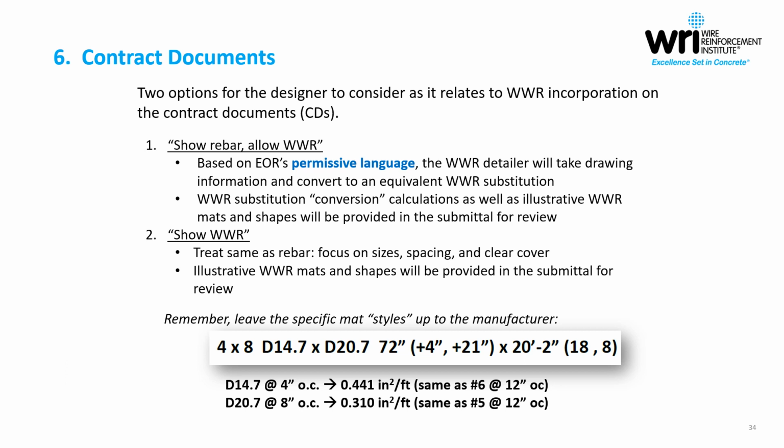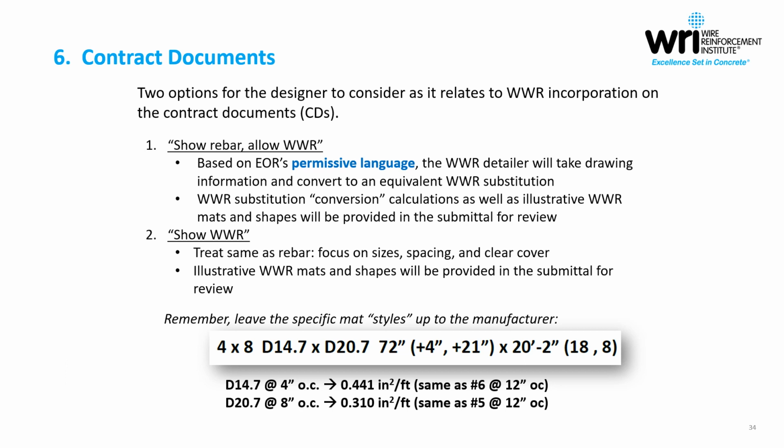The other option would be just to show welded wire reinforcement from the start. Essentially, the engineer of record would treat it the same as rebar. Your focus is on sizes, spacing, and clear cover. With this, the welded wire reinforcement detailer would still be providing the submittal with the welded wire reinforcement mats and shapes, but there wouldn't be any conversion or substitution going on.